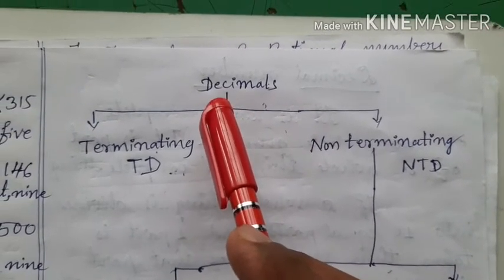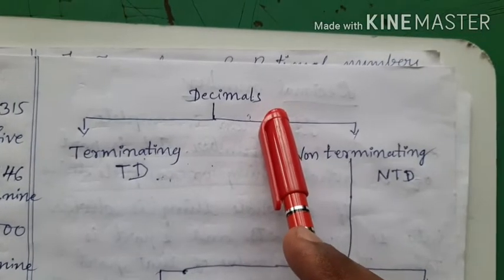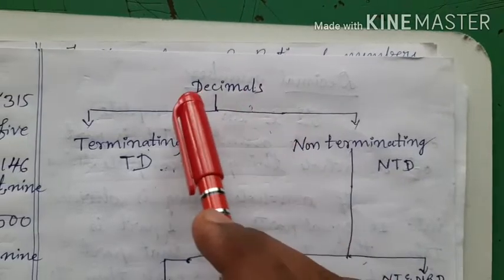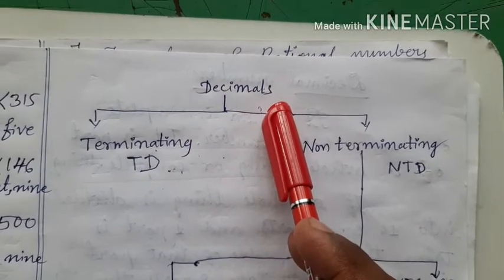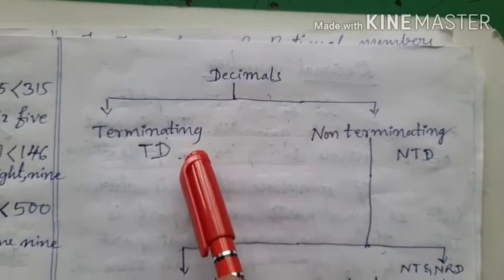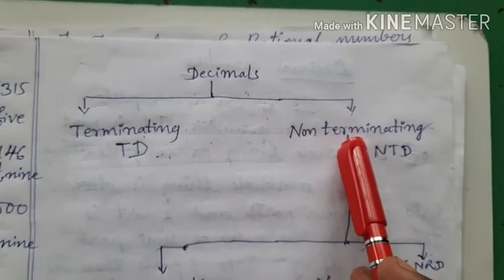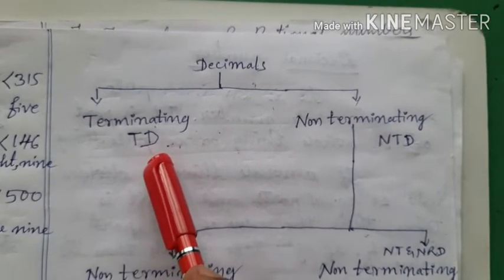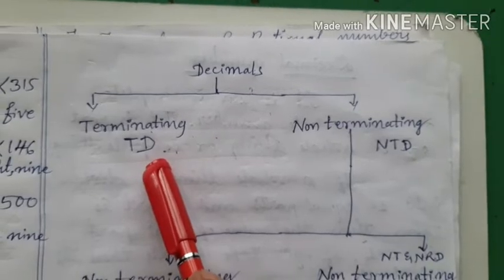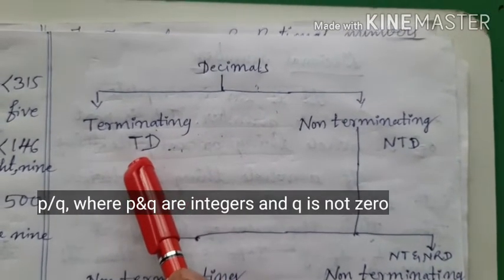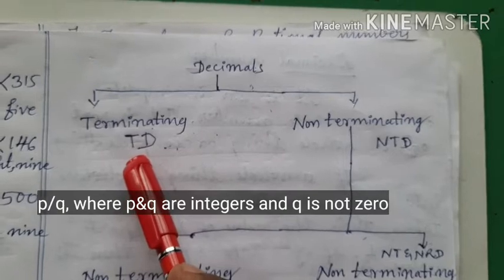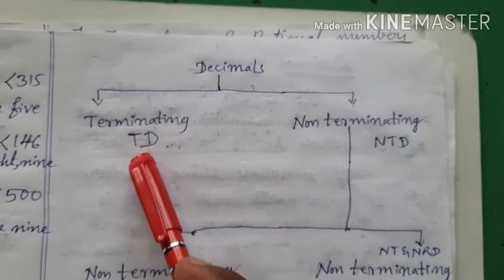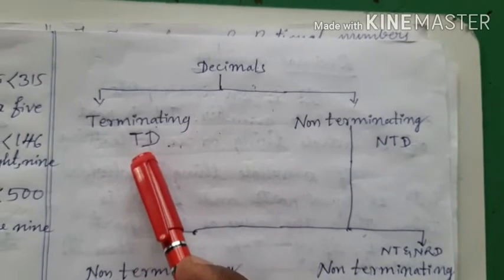After having studied about the decimals, one question will come in your mind. To which group should these decimals be added? Whether to the rational number group or the irrational number group. See here children, terminating decimals are added to the rational number group because every terminating decimal can be expressed in the form of p by q, where p and q are integers and q is not equal to 0.